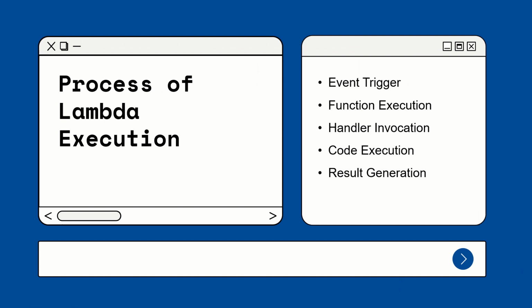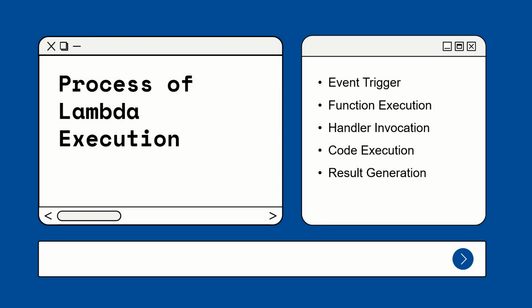Execution process of Lambda function. Let's consider an example where you have a Lambda function that is connected to an API gateway. When a client makes an HTTP request to the API, it triggers the Lambda function. So these are the steps that happen when a Lambda function is called. First, event trigger: an HTTP request to the API gateway. Second is function execution. Lambda initializes the execution environment.